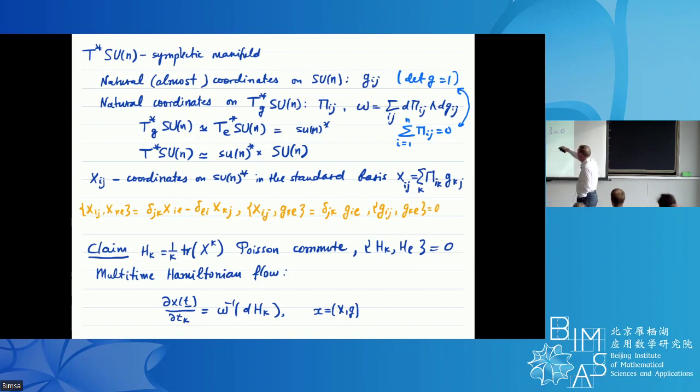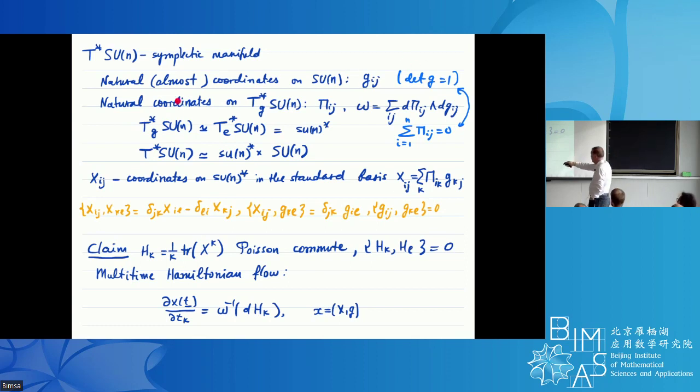Now natural coordinates on the cotangent spaces are p_ij such that the symplectic form is given by this simple expression. The special condition means that the trace of the matrix p, sorry, it should be p_ii, equals 0. The result is that we have an even-dimensional symplectic manifold of dimension twice the dimension of SU(N), in other words, 2 times (n squared minus 1).